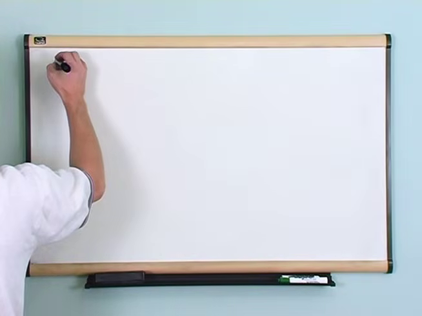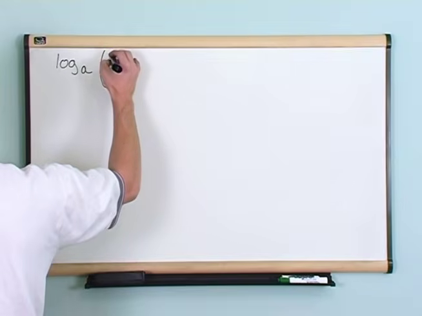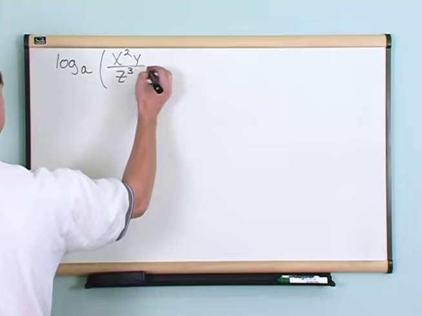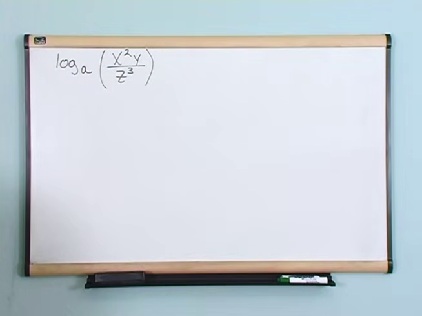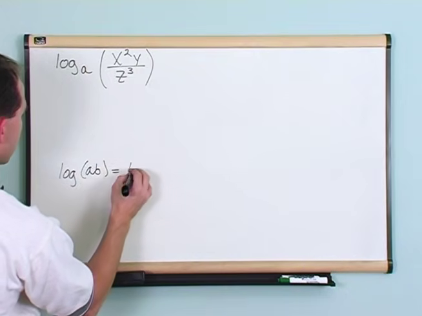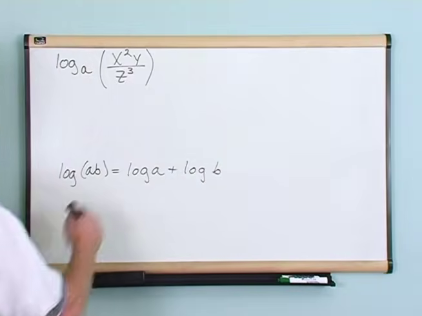Before we do that, let's take another example. Log base a of the quantity x squared y over z cubed. I'm going to simplify this expression. That's what we're going to try to do now. We're going to try to simplify this expression fully. Well, if you remember back from our identities, we had log of a times b is log a plus log b. So that's what I'm going to do here.